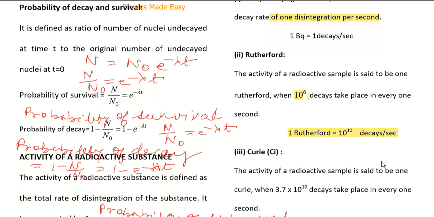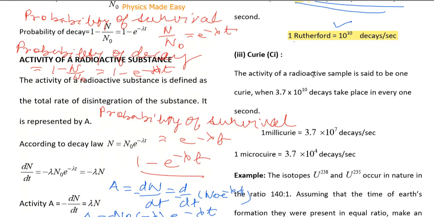The activity of a radioactive sample is said to be 1 Rutherford when 10 raised to power 6 decays are taking place every 1 second. I doubt this statement, as I also said 1 Rutherford is 10 raised to power 10 decays per second. It should be either 6 or 10. I will confirm it. And next, the activity of a radioactive sample is said to be 1 curie if 3.7 into 10 raised to power 10 decays take place every second.